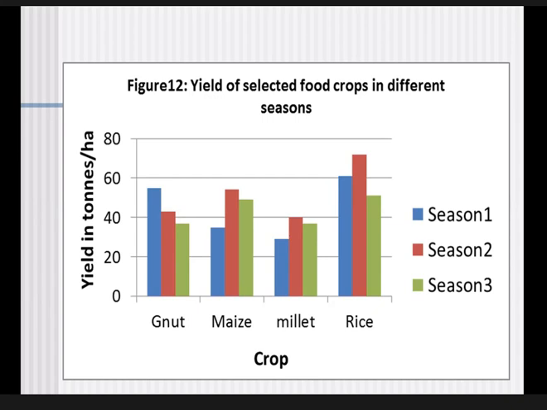Prof, if it's secondary data, where do you put the source? You put it after the title. Figure 12, yield of selected food crops in different seasons at the bottom, and thereafter you put the source. Not the source and then the figure title.